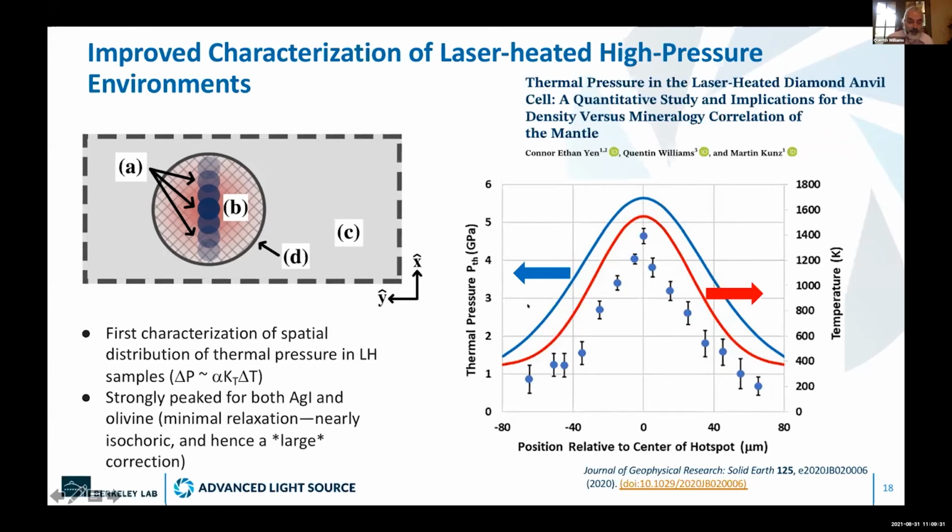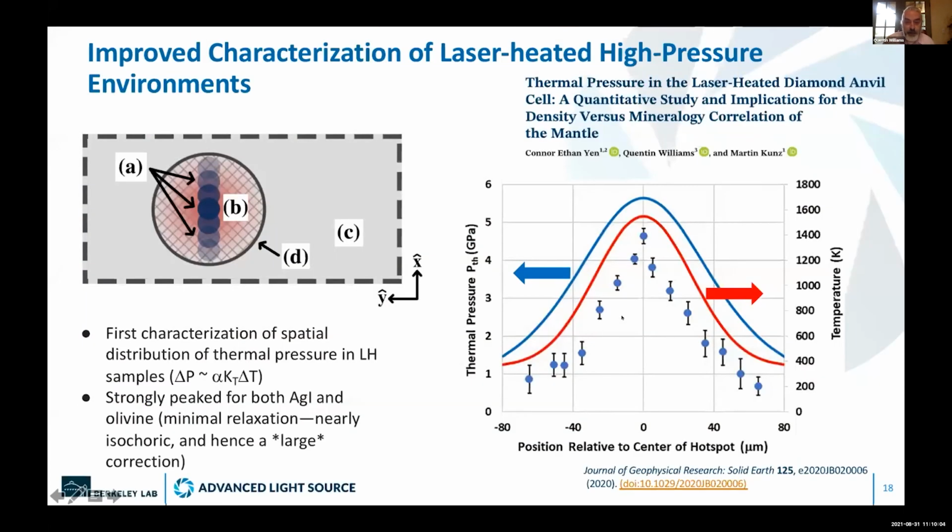The question comes down to whether the diamond anvil cell, the heated environment, is isochoric, isovolumetric, or whether the sample is weak and distributes the thermal pressure associated with heating across the entire cell. What we found is that there's actually extremely strong peaking of thermal pressure across this. This is shown here, where thermal pressure is on the left, temperature is on the right. We're heating a sample of olivine here. And this is the image of the pressure across this cell.